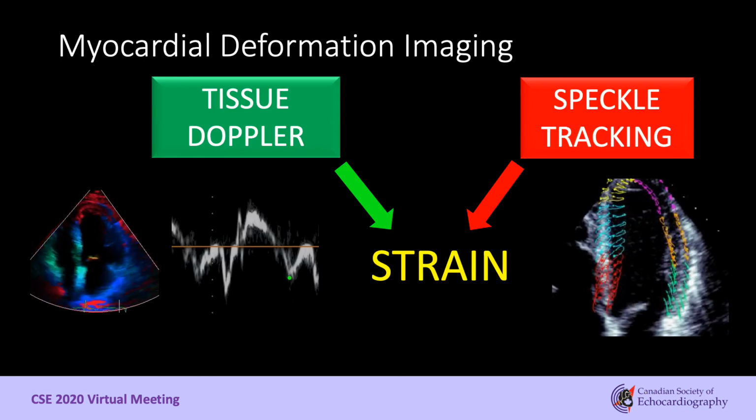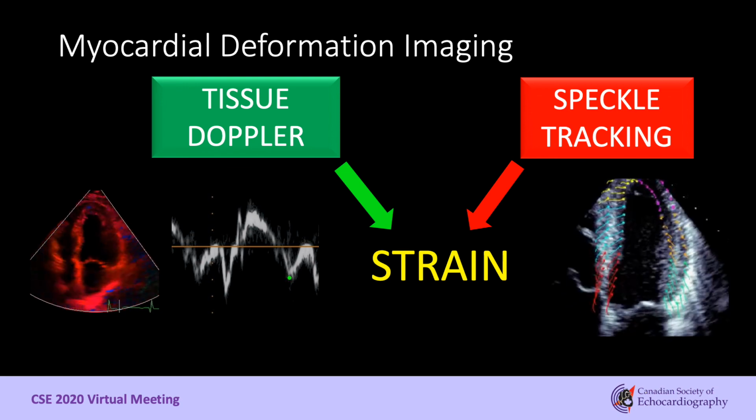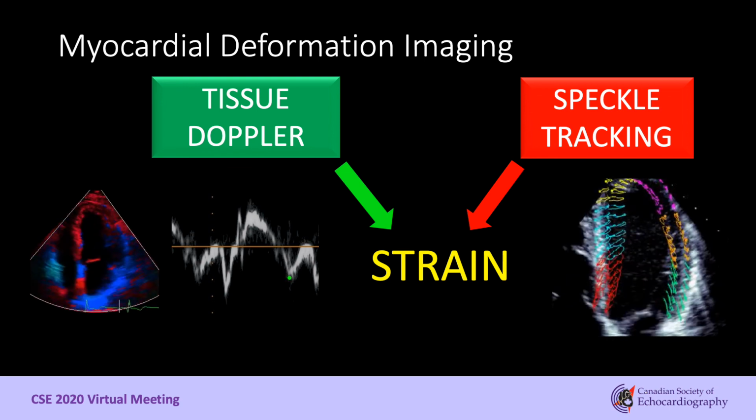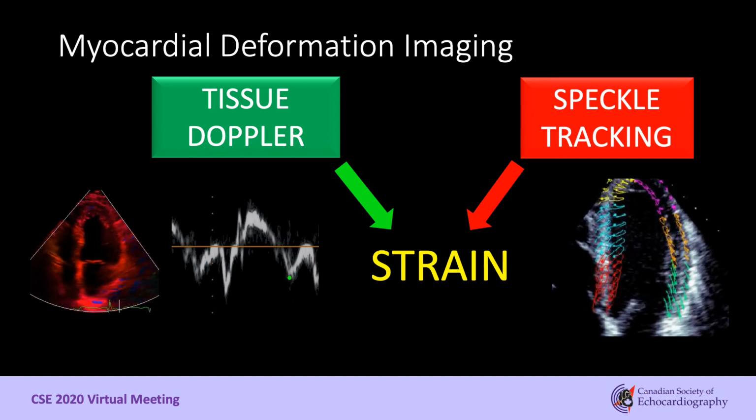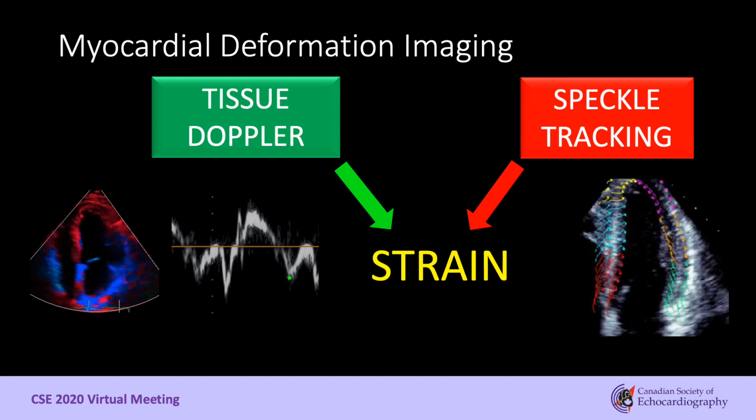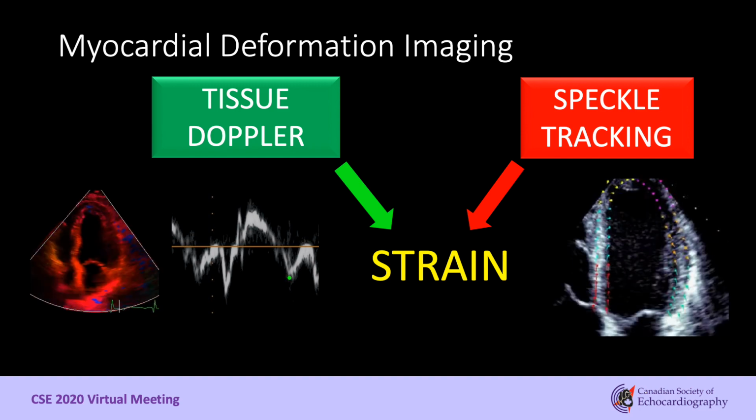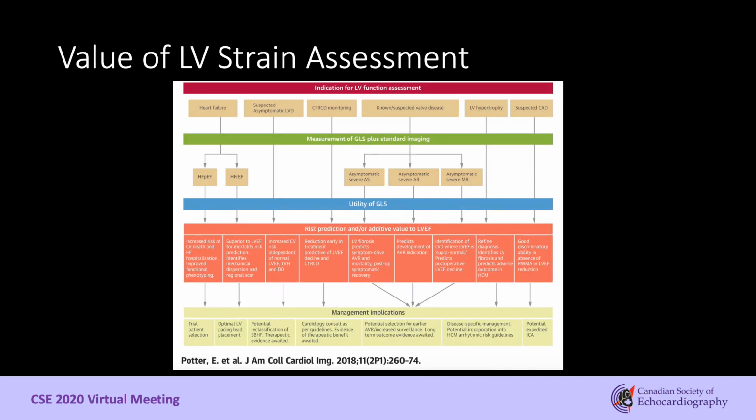Now I'm going to focus on myocardial deformation imaging. There are two methods that can do this, tissue Doppler as well as speckle tracking. I'm going to focus on speckle tracking for the rest of this talk. This is a nice paper published in 2018 summarizing the additional prognostic value of LV strain analysis on top of LV function analysis in different disease processes.